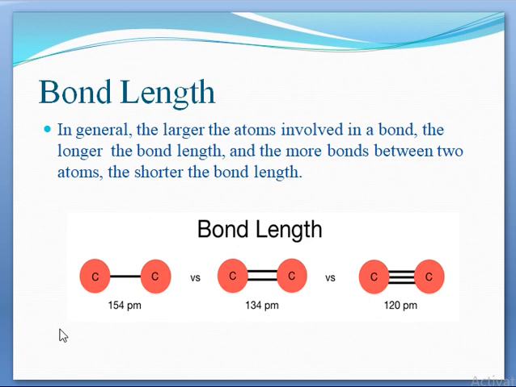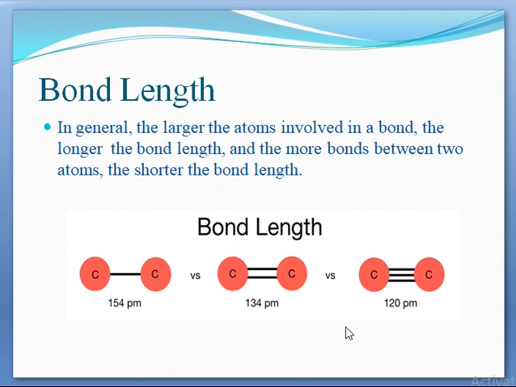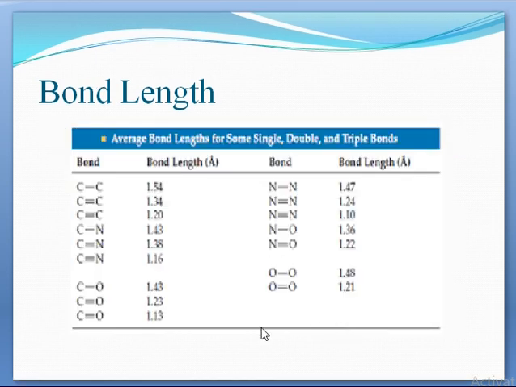less. We see in C-C the bond length is 154 pm for a single bond. In C=C, between two bonds, it has 134 pm bond length. In C≡C, where three bonds are there, the bond length is 120 pm. Okay. See some more examples of bond length.